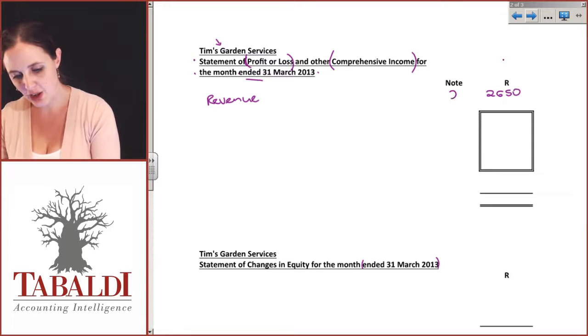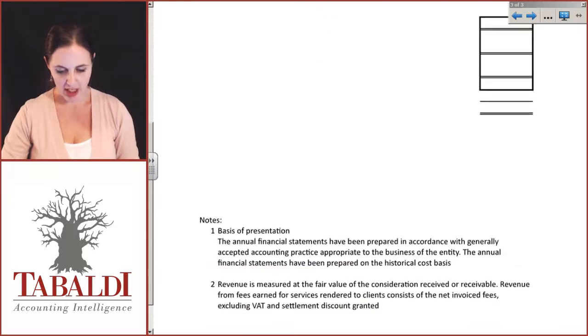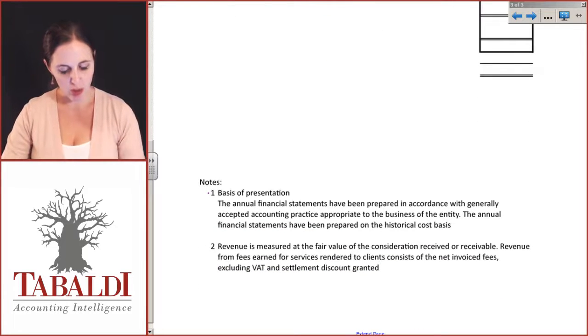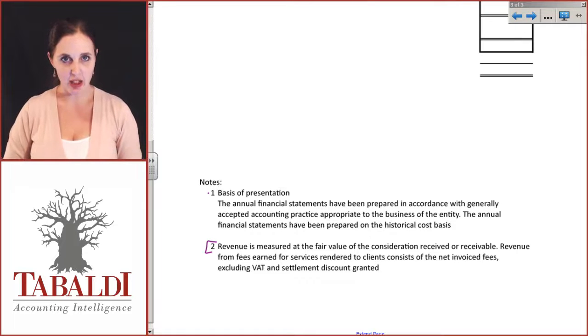So we'll see that there's a little note there, and you can take a look at it now. Right at the bottom of the second page, you'll note, number one, we'll take a look at it just now. Number two, revenue is measured at the fair value of the consideration received or receivable.